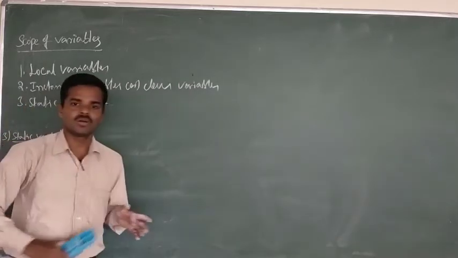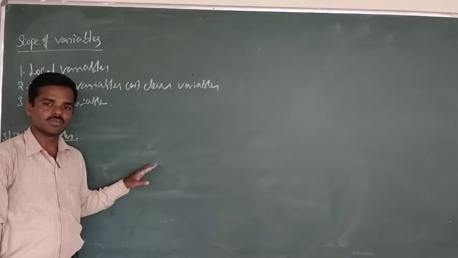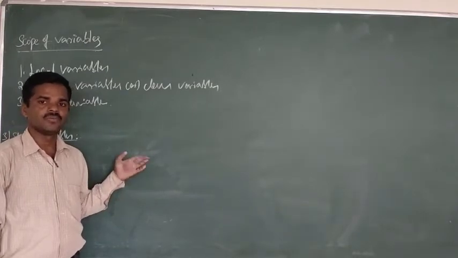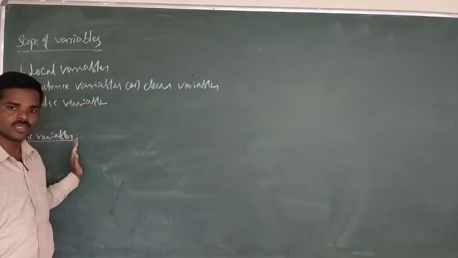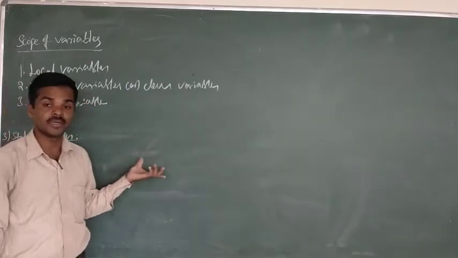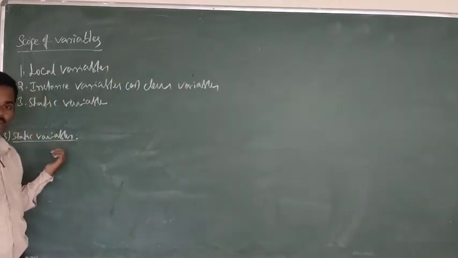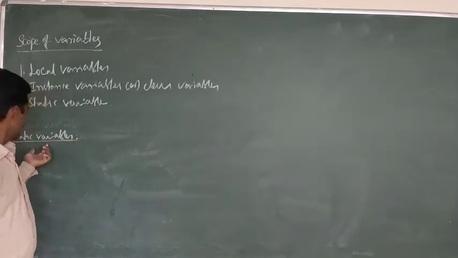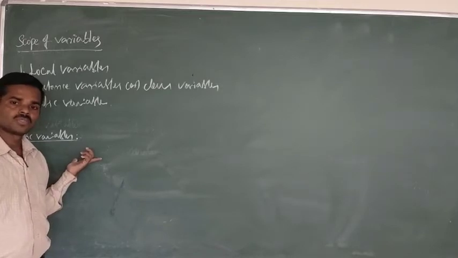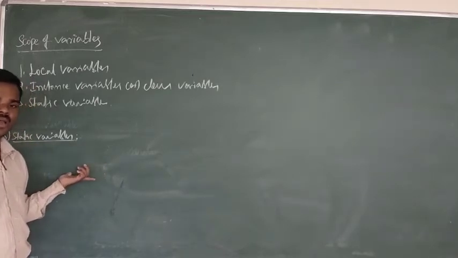These variables are declared inside the class but outside the method with the static keyword. This is also the same as an instance variable. This is also declared inside the class, outside the method, but with the static keyword we are declaring these variables. Understood? And these variables are accessible anywhere in the class.